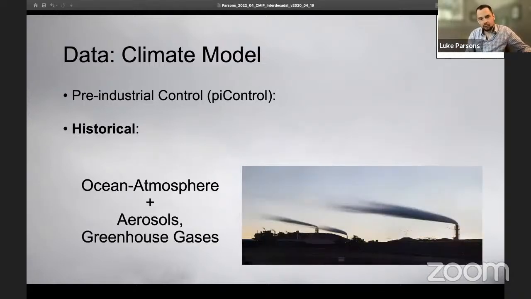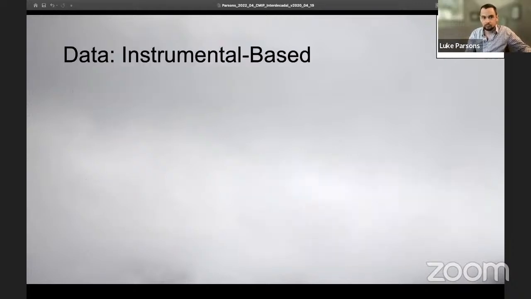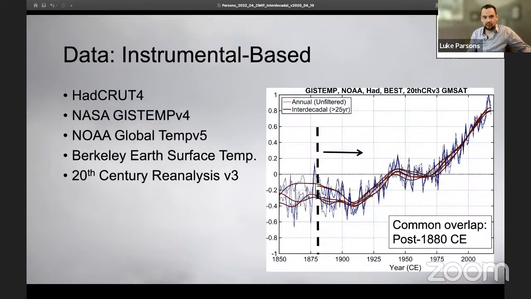And then we can go up to the historical runs. The historical runs have ocean-atmosphere variability, but we've also imposed greenhouse gas forcing on them from people, and also aerosols, let's say from people, also from volcanoes going off. Additionally, I'll be using several instrumental-based data sets, including several from all the different agencies that produce global instrumental data sets. I'll be using a common period after 1880 because that's when the NASA GISTEMP and I think the NOAA global temperature data sets go back to 1880, all the way basically up to the present.